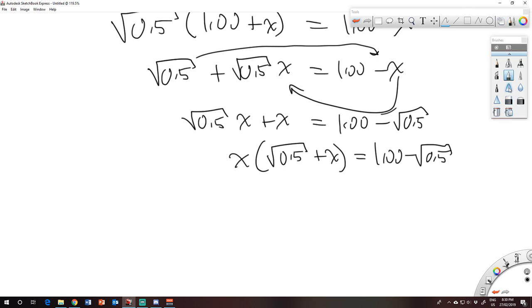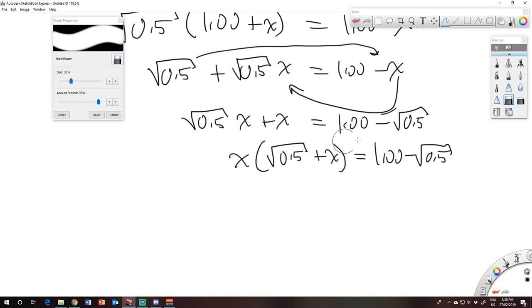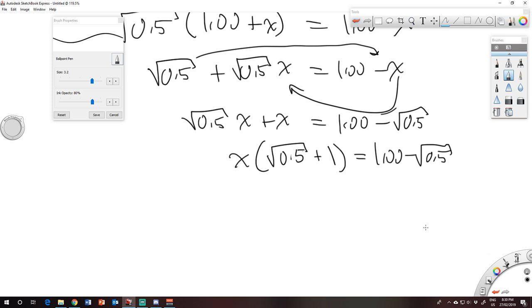Oops, that's not a plus x, that should be a plus 1. Oh, let's shrink that a bit. There we go. Wait, no, that one's right, it's this one that's wrong. Alright, so this is 0.5 and this should be a plus 1. Okay. And then we get the following. X is then going to be 1.00 minus square root of 0.5 all over square root 0.5 plus 1.